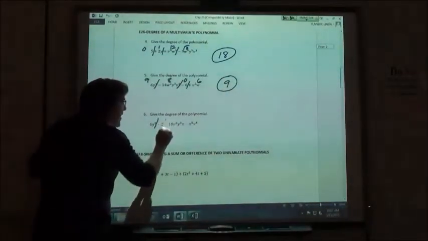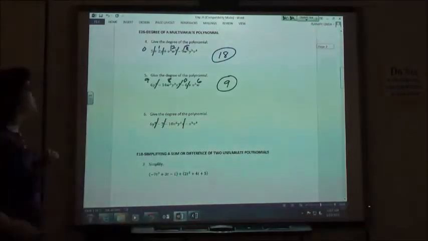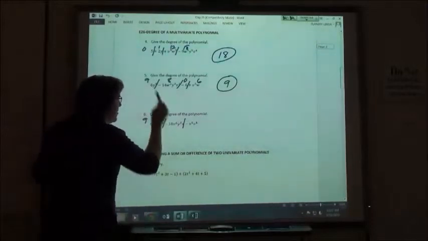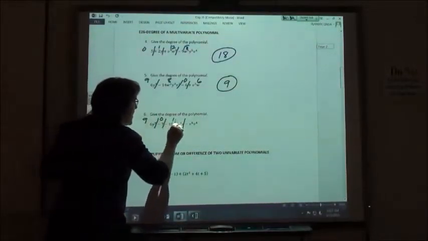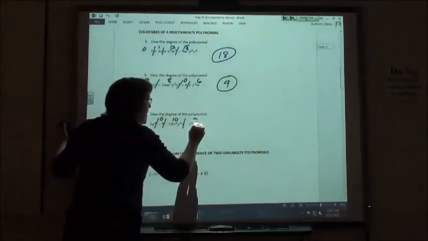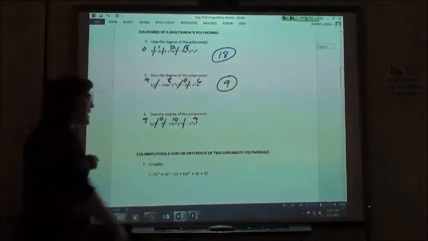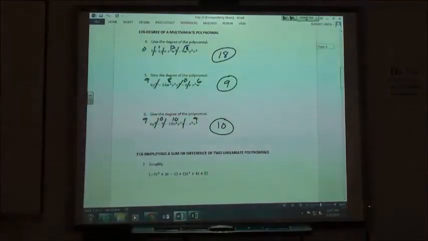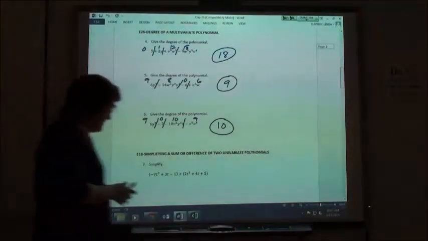On number 6, if I divide that up into its terms, the degree of the first term is 9, the second one, 0, the third one, 10, and the fourth one, 9, and so my answer would be 10. Easy enough once you know what to do, right?